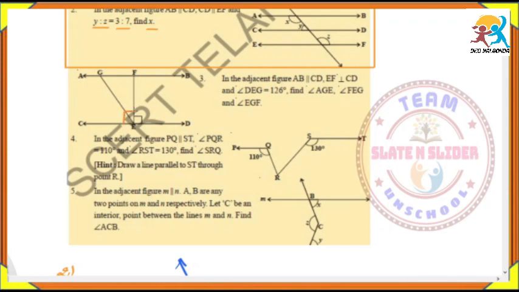Why? Because these two are a linear pair, so their sum should be 180. So this is 90, and this is also 90. How am I writing this as 90? Because these two angles are on the same side of the transversal, so their sum is 180. So it should be 90, and if one is 90, then the other will also be 90, because the sum is 180.